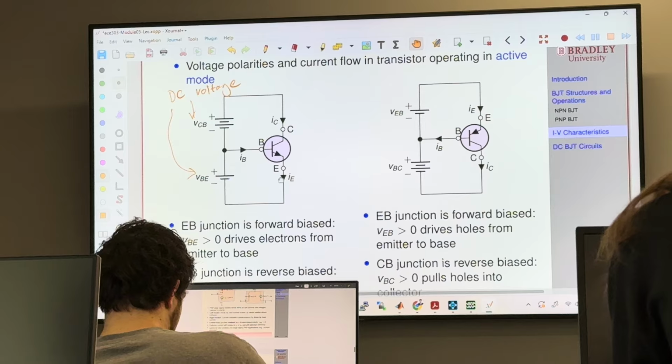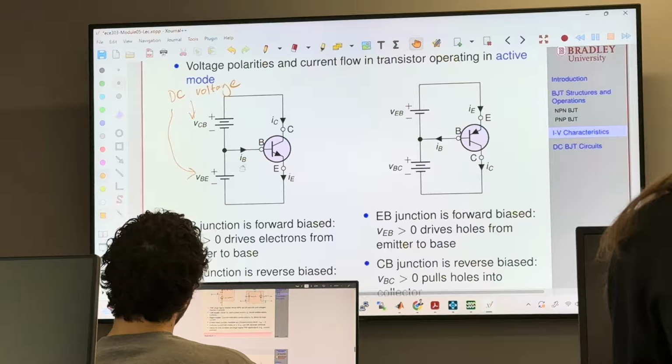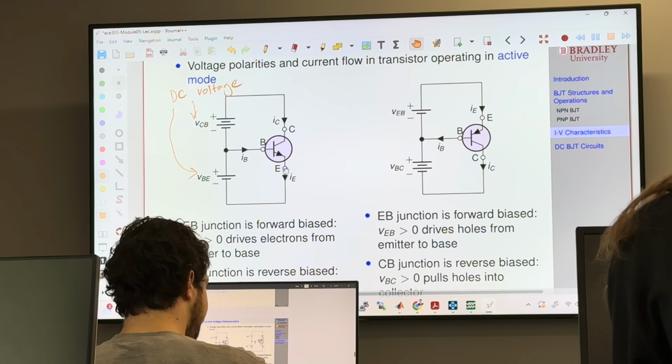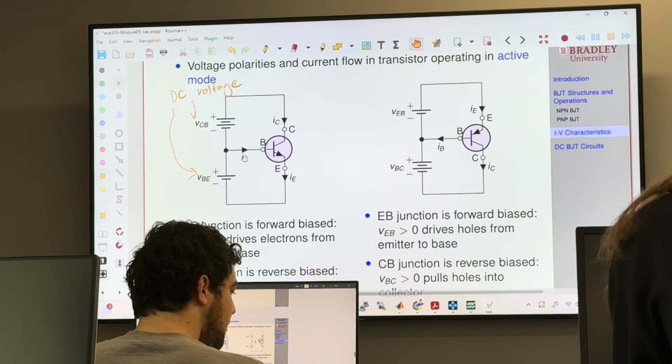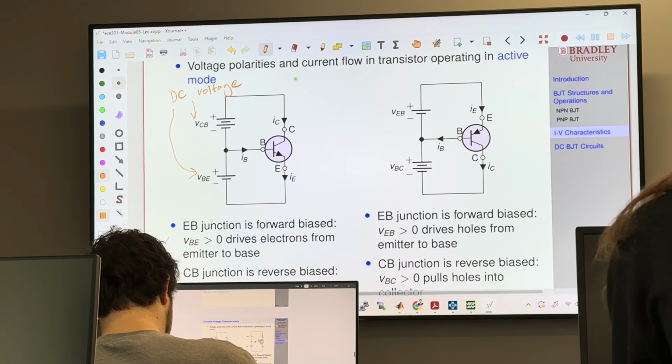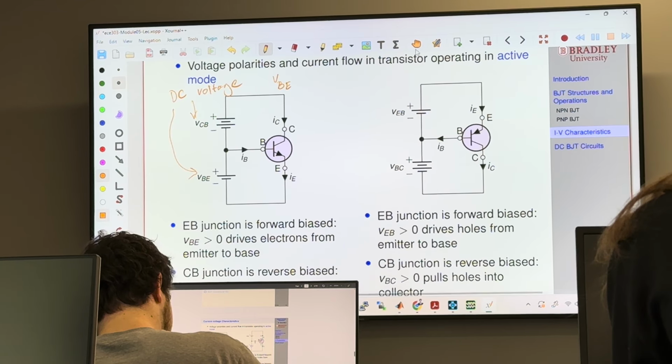The EB junction, the emitter-base junction, is forward biased, which means that this voltage has to be more than this voltage. In other words, VBE. Just to remind you guys, VBE, this is where you get confused. I'm just going to explain one more time.